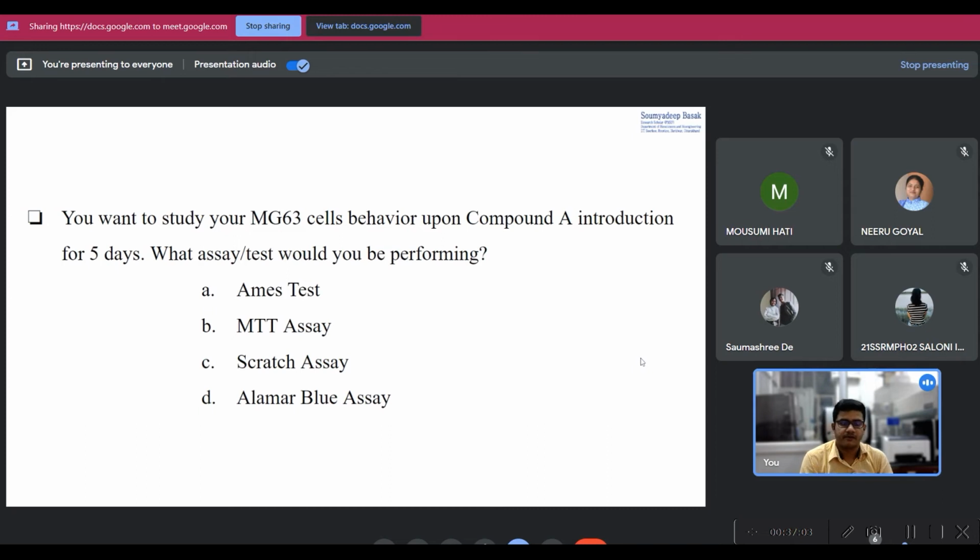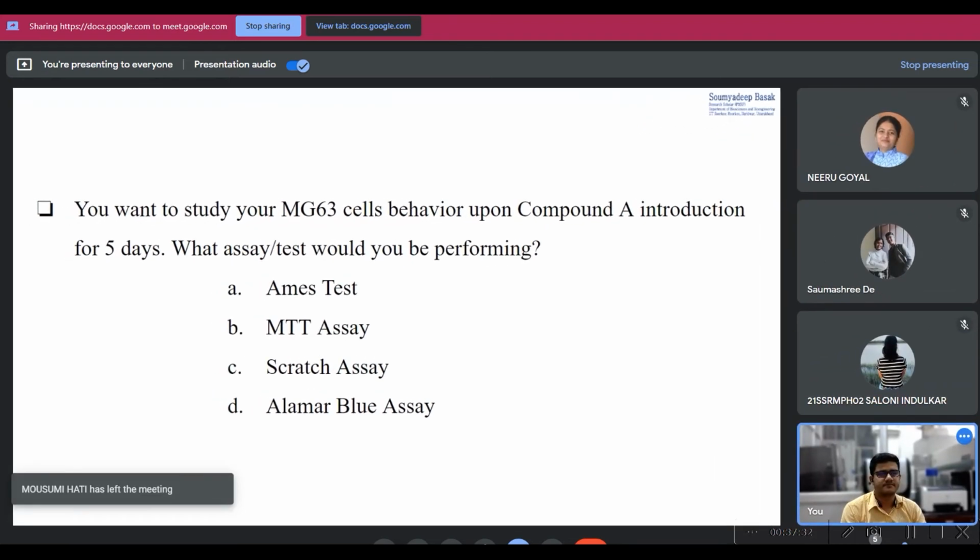Okay. So the next question that I want to discuss is a practical one. You want to study your Mg63 cells behavior upon compound A introduction for 5 days. What assay or test would you be performing? Options are Ames test, MTT assay, scratch assay, Alamar blue assay. What would be the technique?